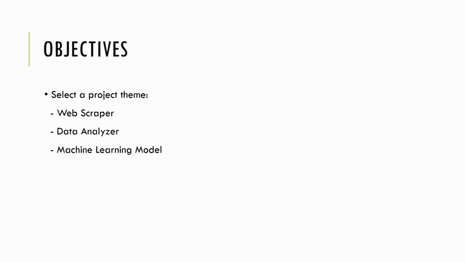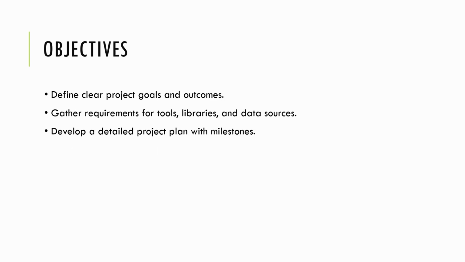On day 50, we set the stage for our project by defining clear objectives. First, we need to select a project theme. You can choose between the three options: web scraper, data analyzer, or machine learning model. Next, we define the project's goals and outcomes. These goals should be clear and measurable. We also gather the requirements, including tools, libraries, and data sources, and lay out a project plan with milestones for coding, testing, and debugging.